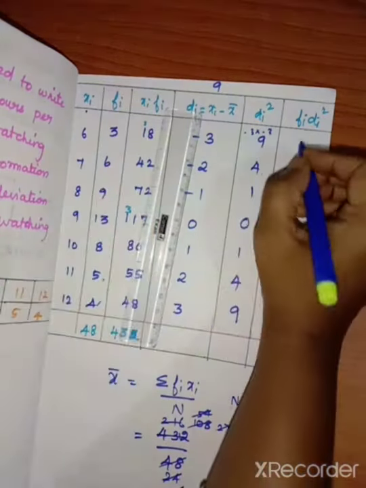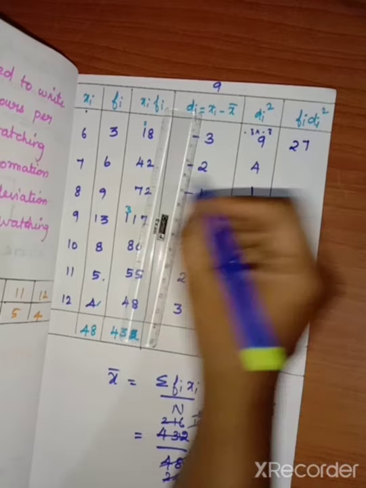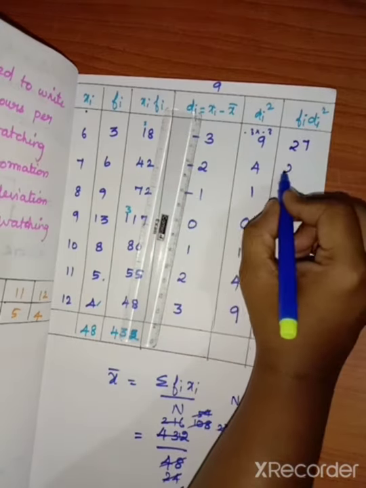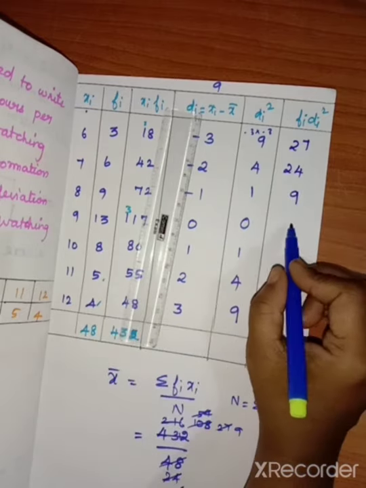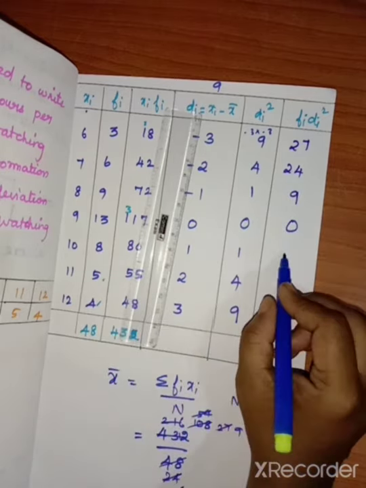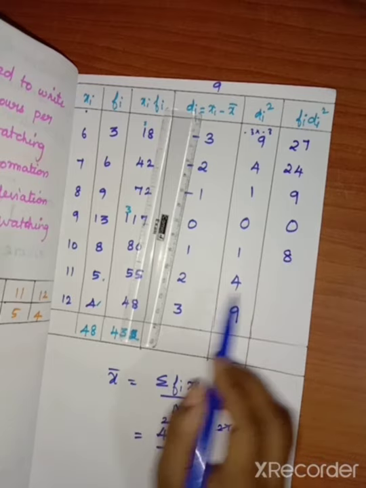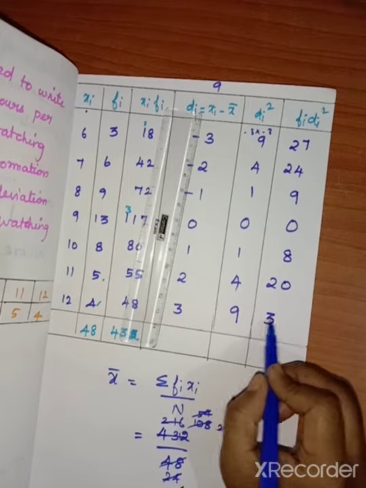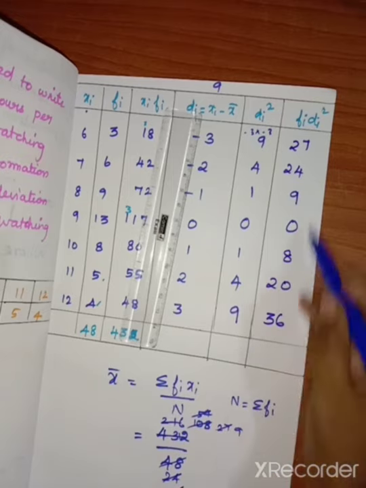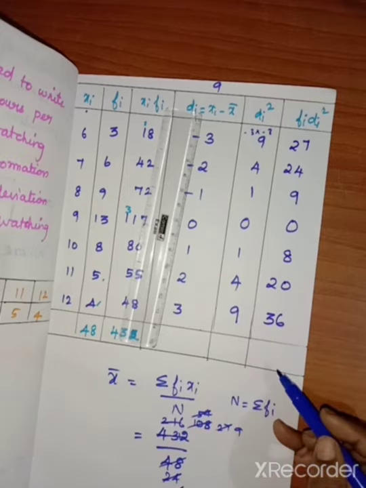9 3s are 27, 6 4s are 24, 1 9 is 9, 13 into 0 is 0, 1 8 is 8, 5 4s are 20, 4 9s are 36. Now we want the summation for the fi di squared.